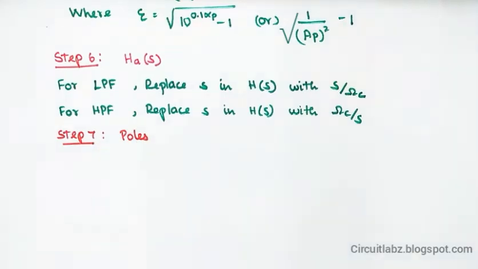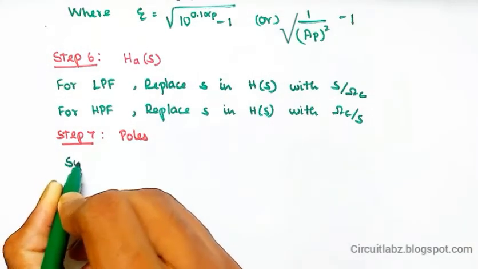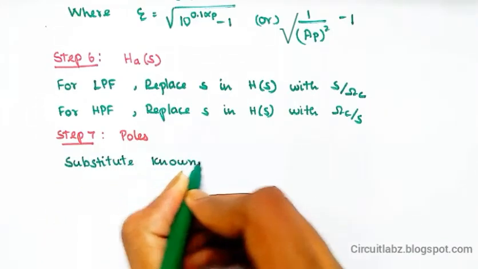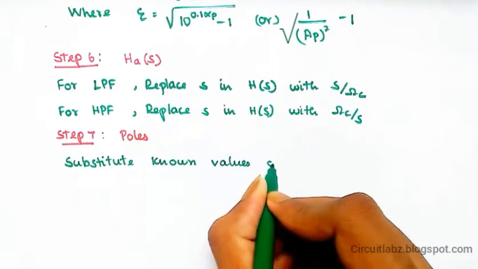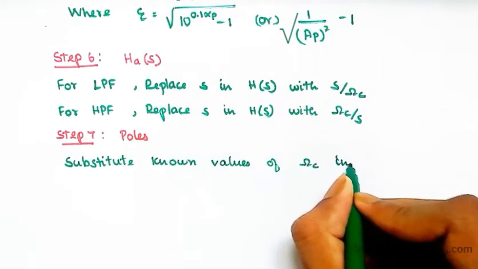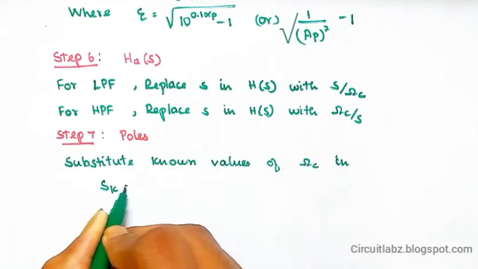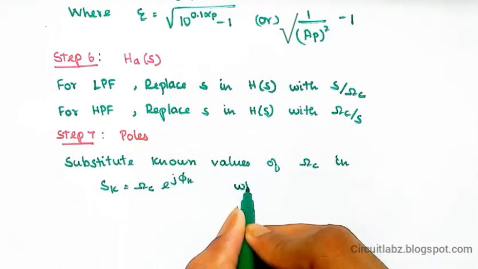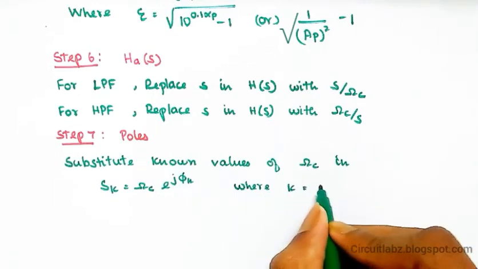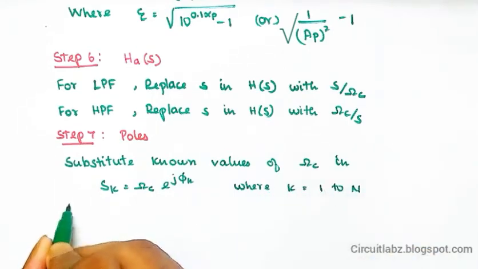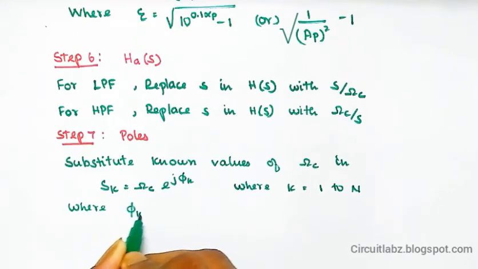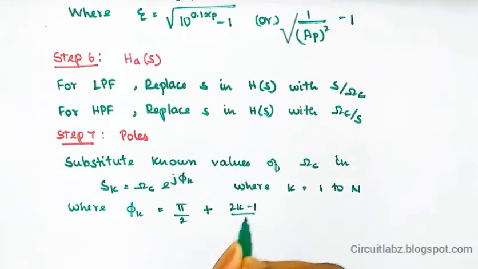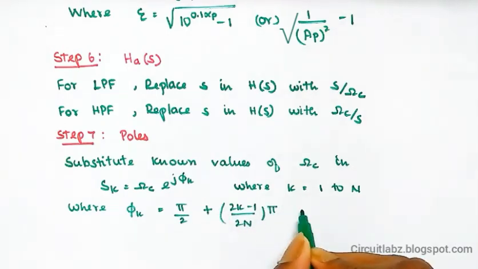Now we move on to step 7, in which we will find the poles of the filter. Substitute the known values of omega c in the formula sk is equal to omega c e to the power j phi k, where the value of k ranges from 1 to n. Phi k is equal to pi by 2 plus 2k minus 1 divided by 2n multiplied by pi, where k ranges from 1 to n.